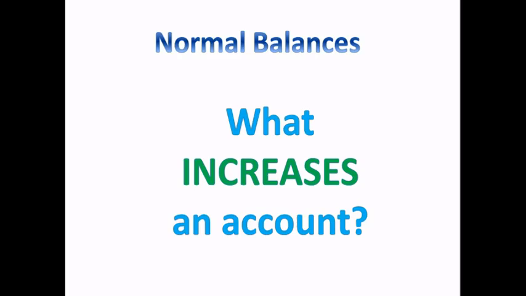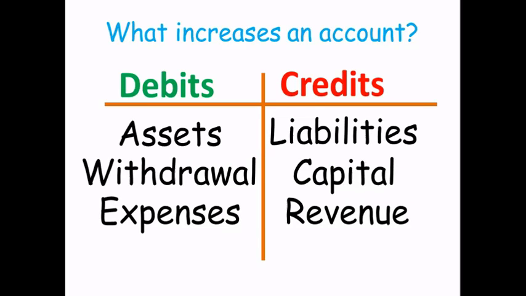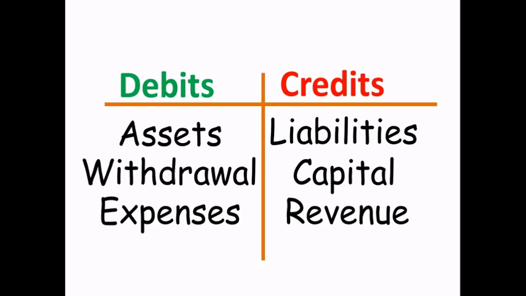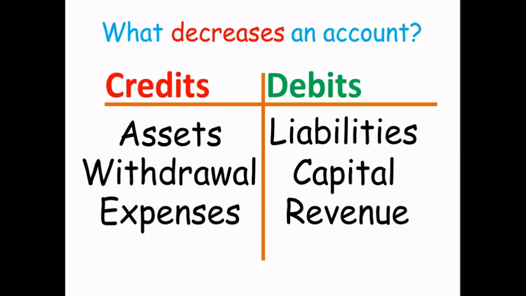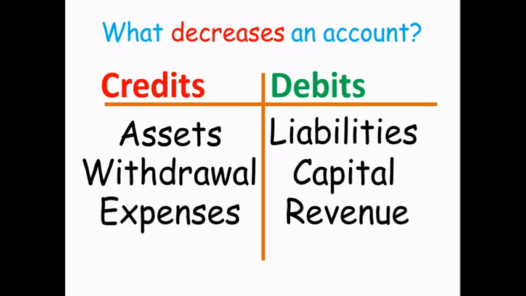So what increases an account? Well, in the case of asset accounts and withdrawal accounts and expense accounts, they increase with debits. Liability, capital, and revenue accounts increase with credits. And it works the other way too. Asset accounts, withdrawal accounts, and expense accounts decrease with credits, while liability, capital, and revenue accounts decrease with debits.